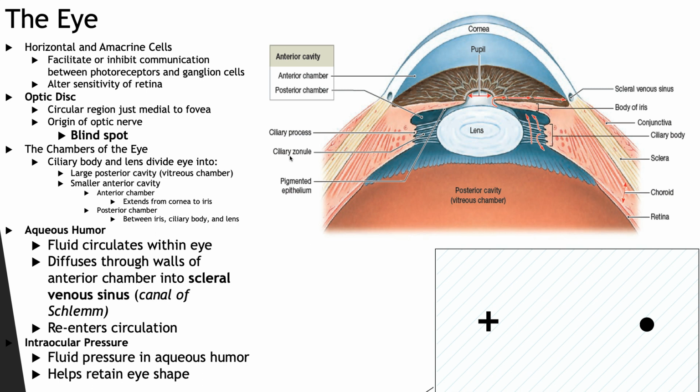So axons from an estimated 1 million ganglion cells converge on the optic disc, which is a circular region just medial to the fovea. The optic disc is the origin of the optic nerve. From this point, the axons turn, penetrate the wall of the eye, and proceed towards the diencephalon. The central retinal artery and the central retinal vein, which supply the retina, pass through the center of the optic nerve and emerge on the surface of the optic disc.